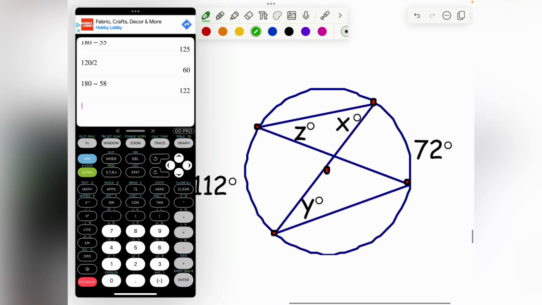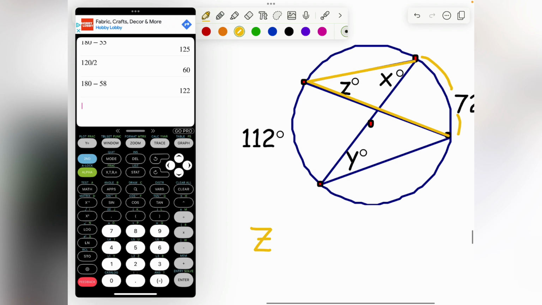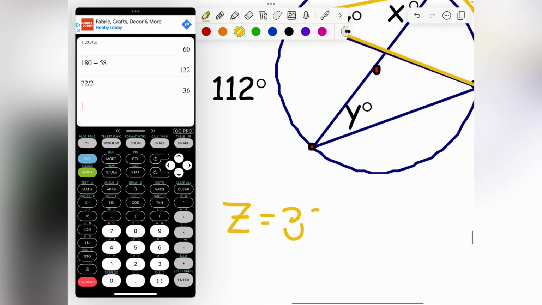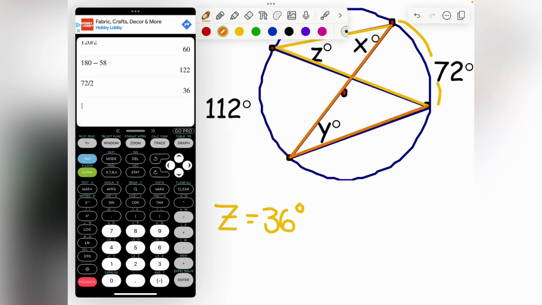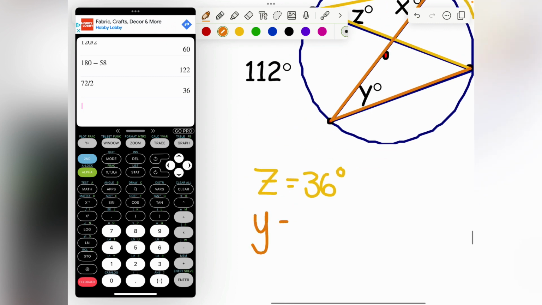Moving on to this one. Okay, so what I notice here is that angle Z is opening up to this 72-degree arc, okay? So that means that Z is going to be 72 divided by 2 is 36. Okay, well, take a look at angle Y. Y opens to the exact same arc. Even though it's on a different location, it's opening to the same arc. So Y and Z are going to be congruent.